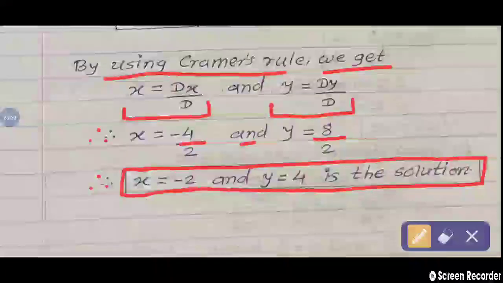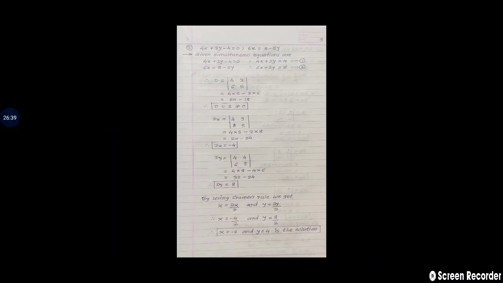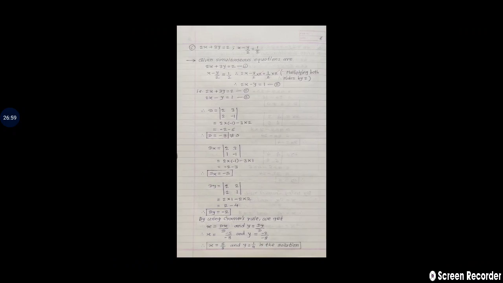All are getting? See carefully what is given, in which pattern we are solving this Cramer's rule. Very simple. You are getting full marks if you do a little effort, if you do the practice at home. So we are getting nice marks in your exam. Next, we are solving one more question.